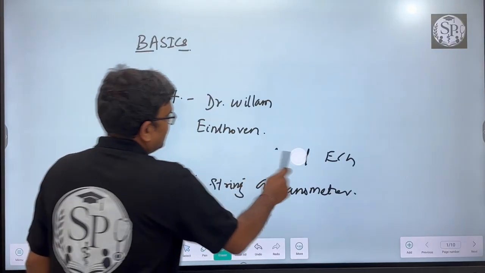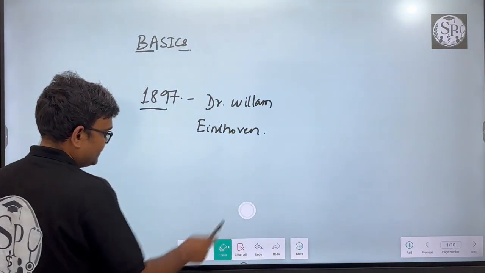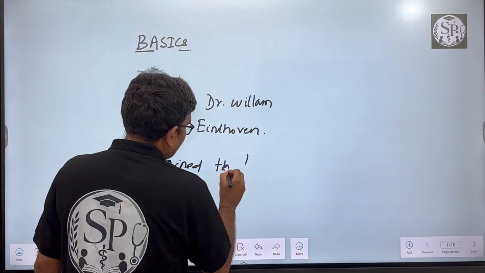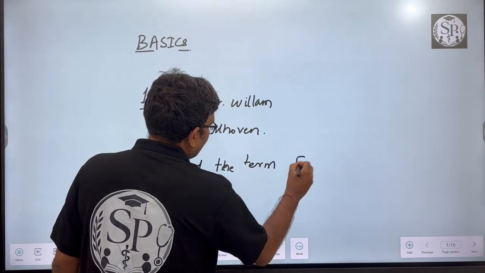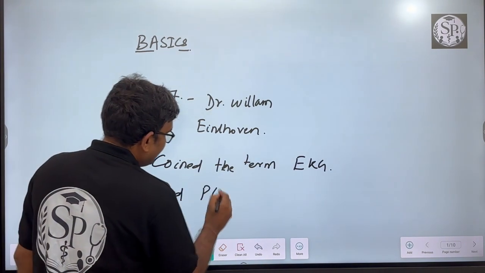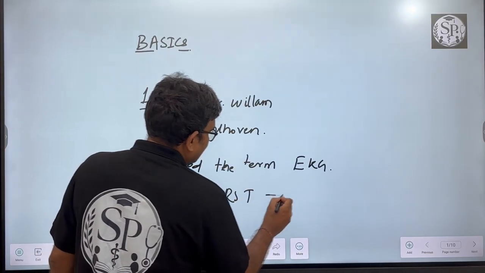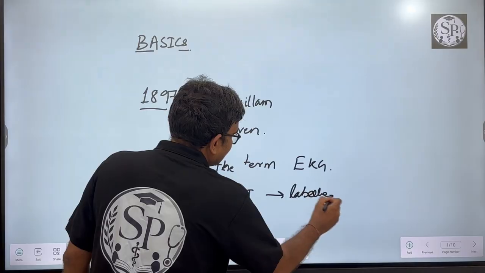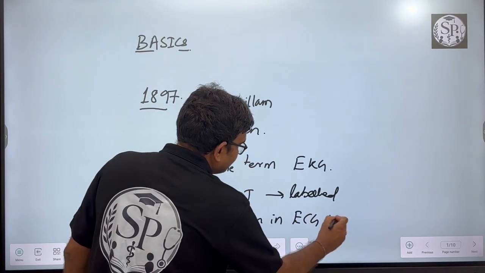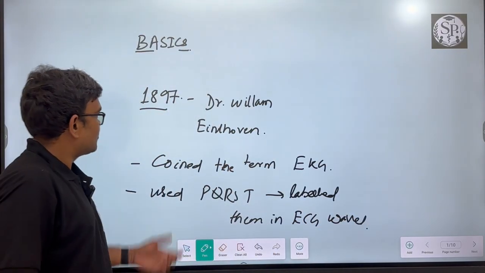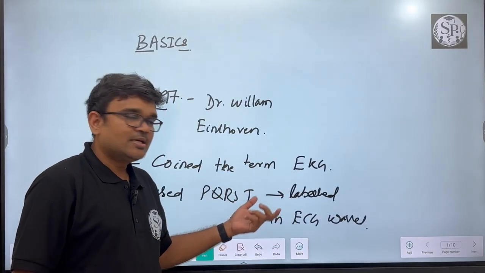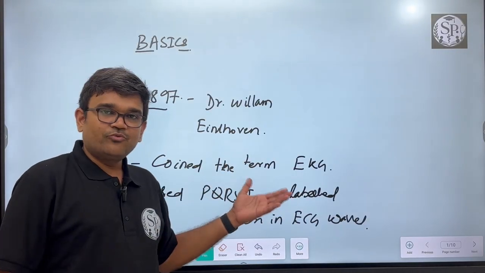He coined the term EKG, and he used PQRST to label the waves in the ECG. So, William Einthoven coined the term EKG and used PQRST as the labeling for the ECG waves.